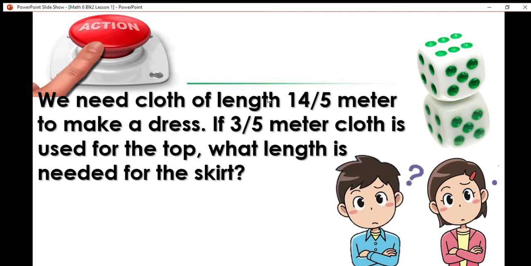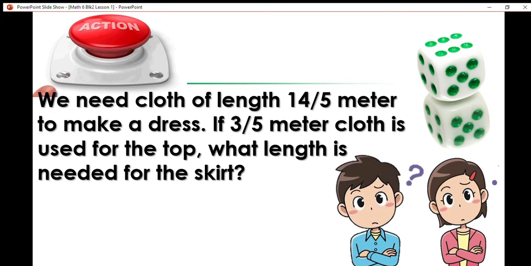Good day, everyone. So we will have our new block 2, lesson 1 in our math 6. We need cloth of length 14 over 5 meter to make a dress. If 3/5 meter cloth is used for the top, what length is needed for the skirt?